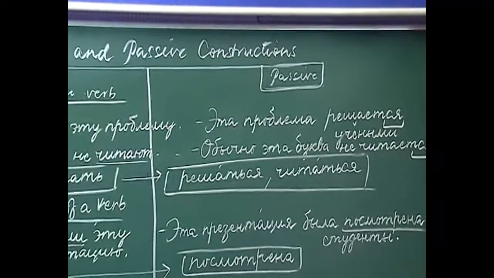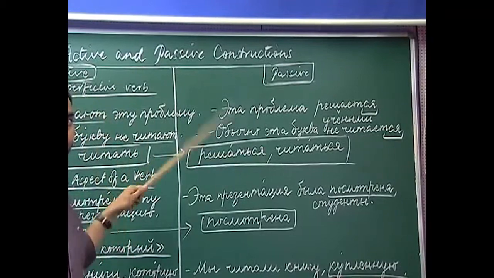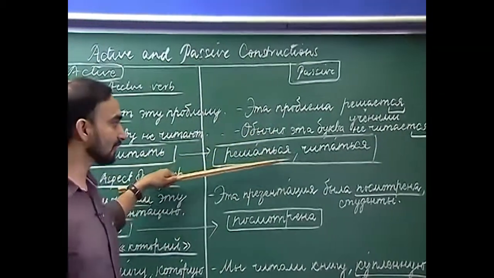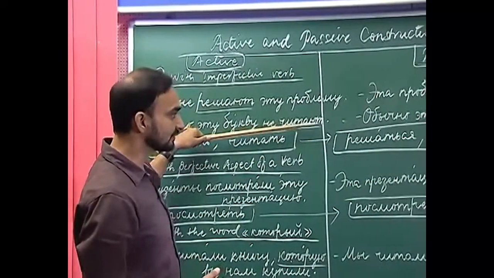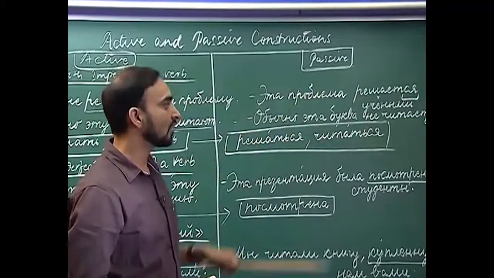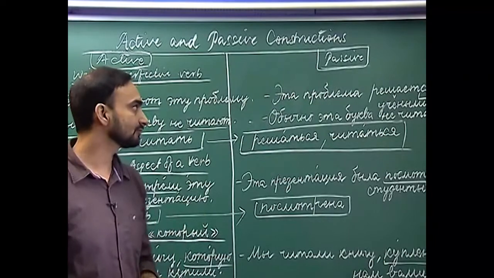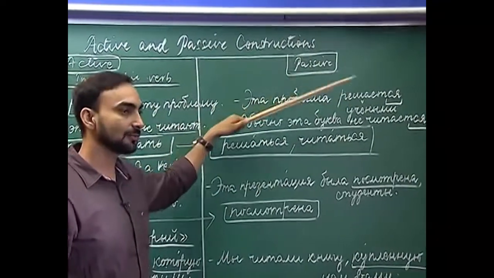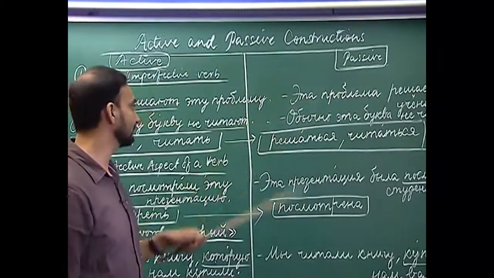So, rishayut will change into rishatsa. So, rishatsa is the reflexive verb from the verb rishat. Similarly, from the verb chitaj, chitatsa, and now you can use them in the passive construction. And how do we change the active construction into passive? We bring the object first.